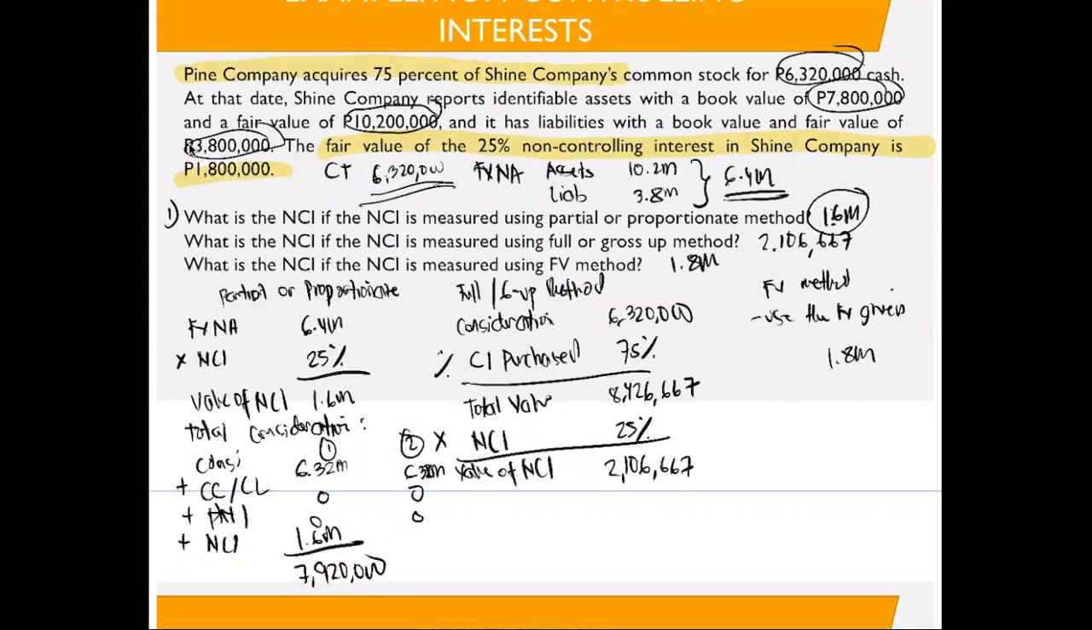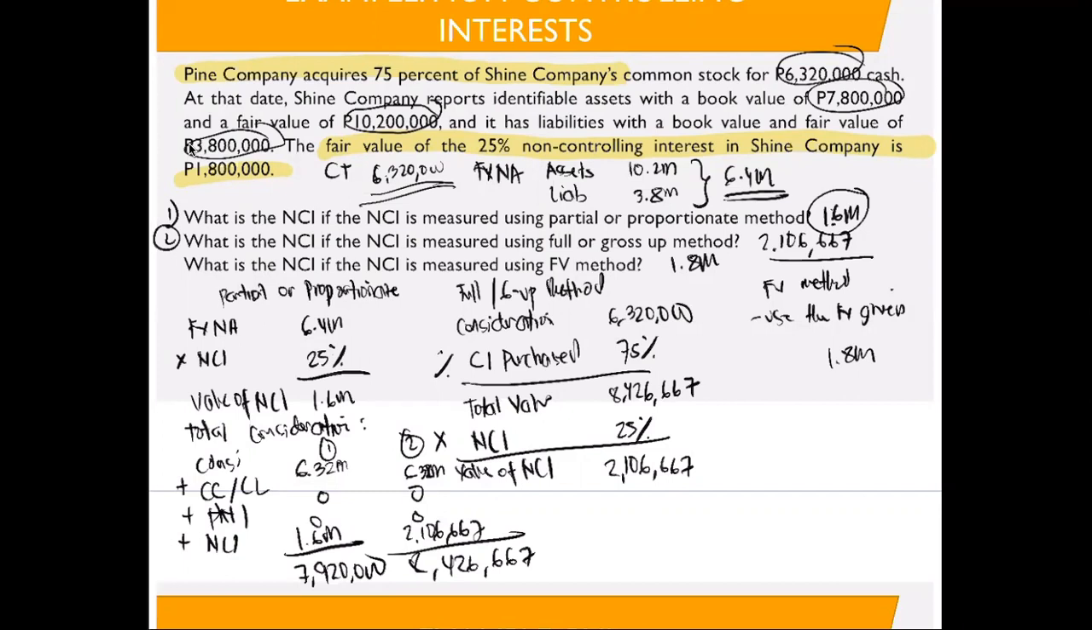So what is the NCI under assumption 2? Under assumption 2, our NCI is 2,106,667. So what is the total consideration? Our total consideration is 8,426,667. Okay? So you just need to place in your formula the NCI value that you have computed. So you just need to master how to compute for the proportionate, the full or gross up method, and then your fair value method. Okay?